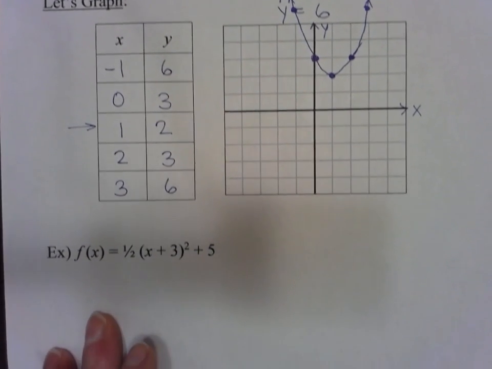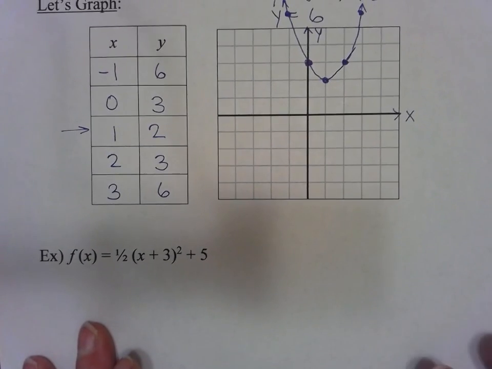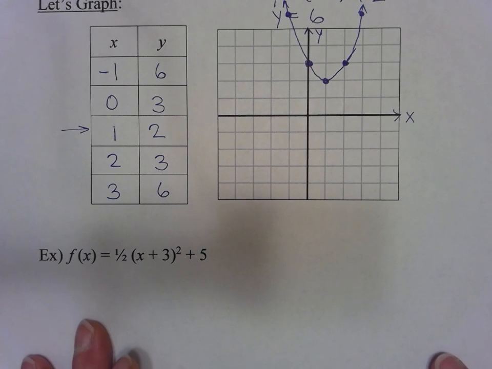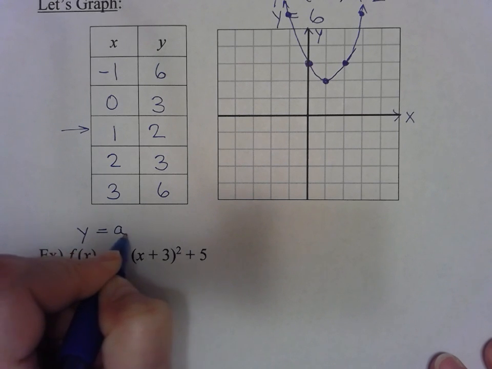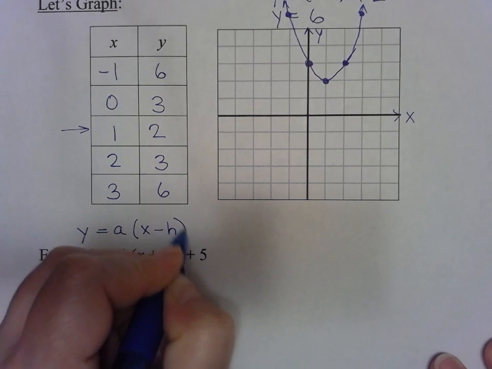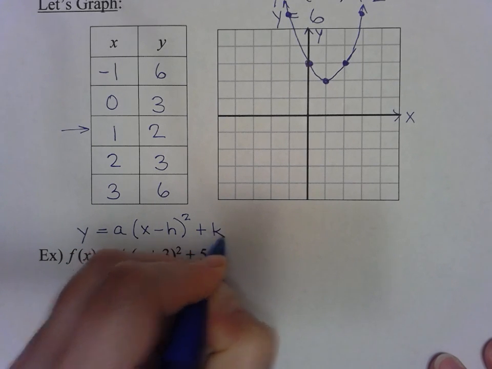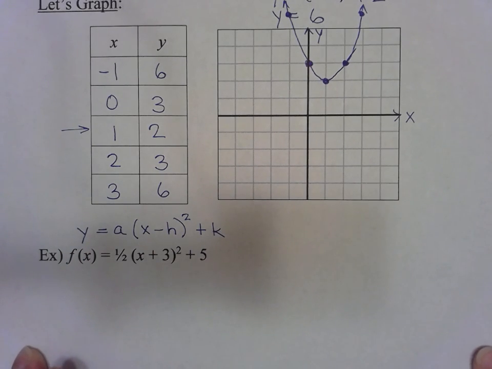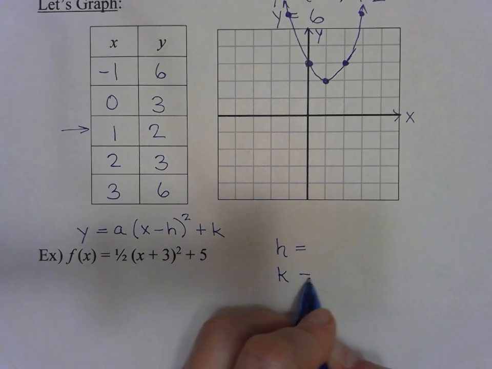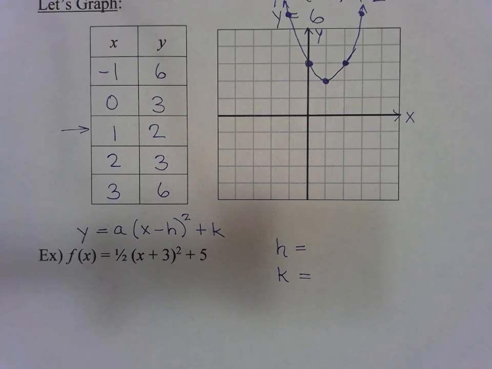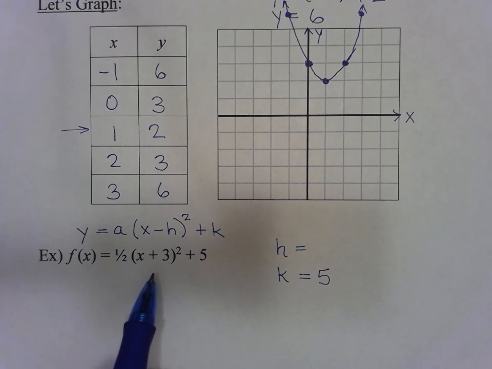Okay, I've got one more down here, just asking for the vertex. So again, here's the format. We want to find the vertex, so we need to identify the h and the k. Let's start with the k. In my opinion, that's the easy part. The k is exactly what we see on the outside here, so it's a positive 5. The h is the one that's going to have opposite sign.